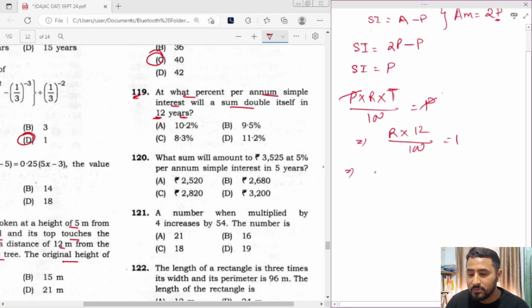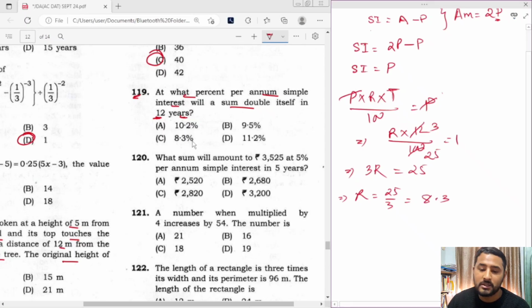When you cross multiply, you'll get, okay, cancel this one. 4 3s are 12, 4 into 25 is 100. So you're getting 3r equal to 25 into 1, which is 25. So R will be how much? R will be 25 by 3. When you cancel this, 3 8s are 24, so you're getting around 8 point something. So I can see the answer starting from 8 is 8.3 in option number C.